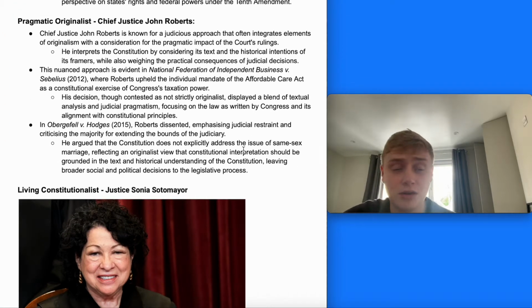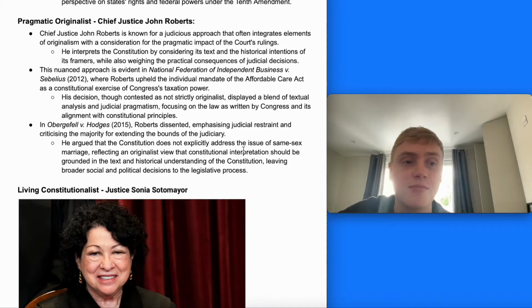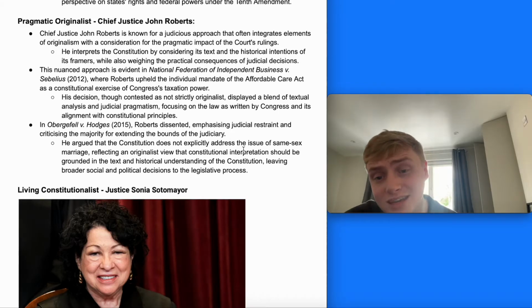Chief Justice John Roberts can be seen as a pragmatic originalist. So he's known for a judicial approach that often integrates elements of originalism with consideration for the pragmatic impact of the court's rulings. So he's kind of in between. He interprets the Constitution by considering its text and the historical intentions of its framers, whilst also weighing the practical consequences of judicial decisions.